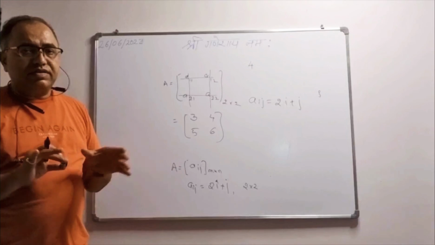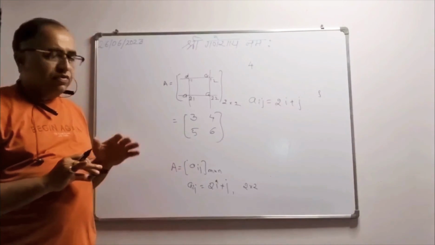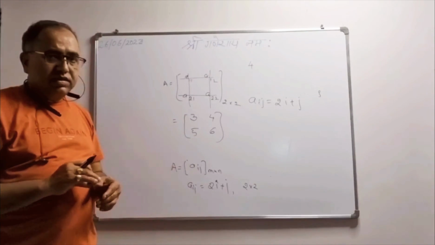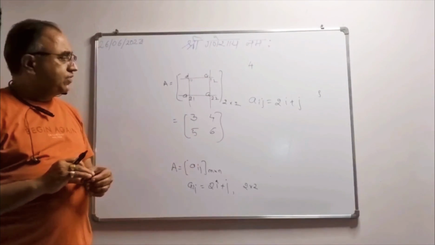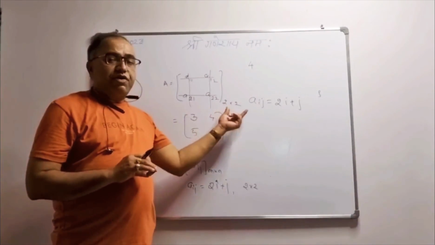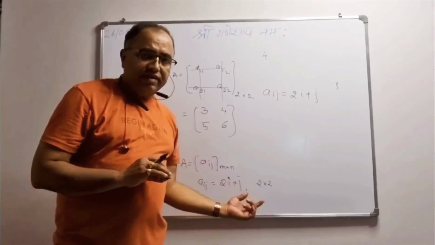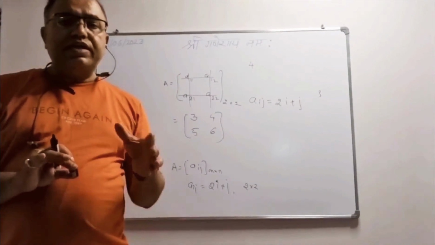So I hope it is clear to all of you. What is the meaning of a matrix? What is the meaning of an entry, of rows and columns, and what is the meaning of order? And if you are given a definition of the entry a i j, you can construct a matrix of any order which is asked of you.